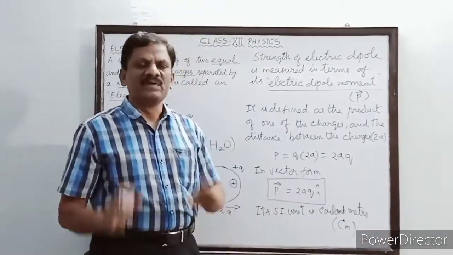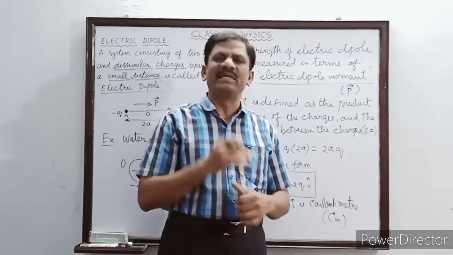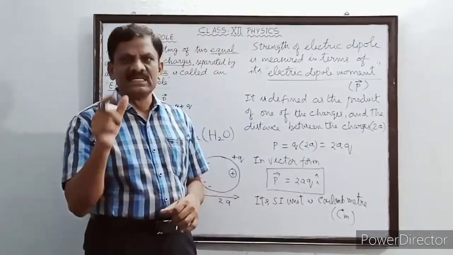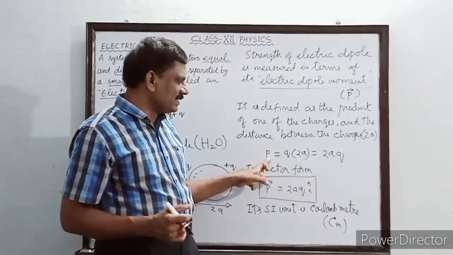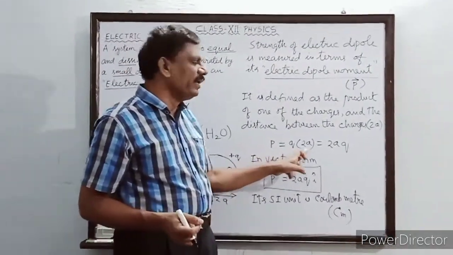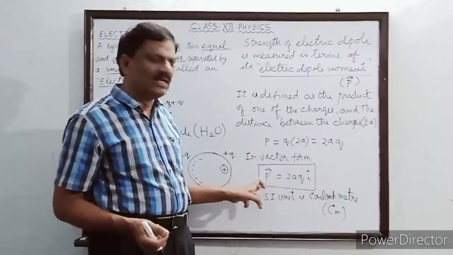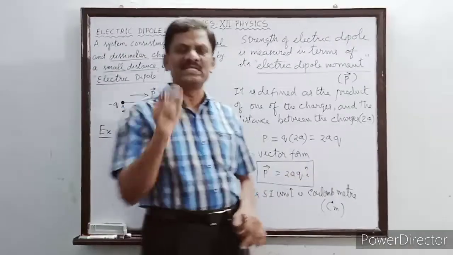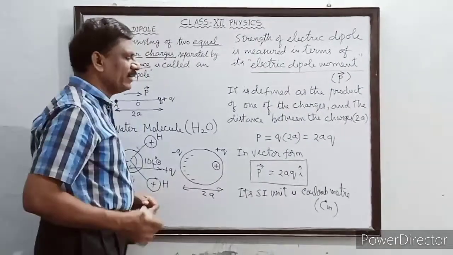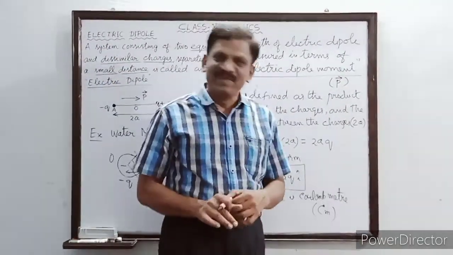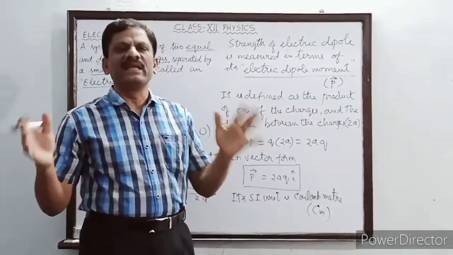So what is meant by electric dipole moment we have defined. It is the product of one of the charges making the dipole and the distance between the two charges. Hence it is expressed as magnitude P is equal to Q into 2a, that is 2aQ. In vector form, P vector is equal to 2aq into i cap, where i cap is a unit vector along the direction of the dipole moment. So it has an SI unit of Coulomb meter. Have you all understood?